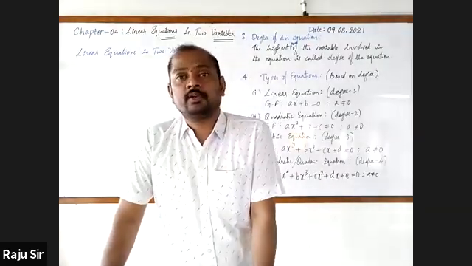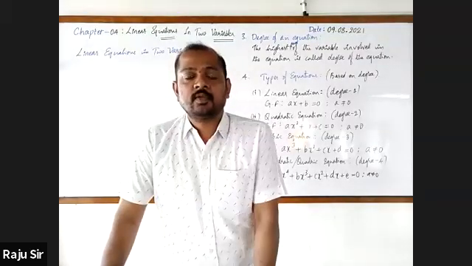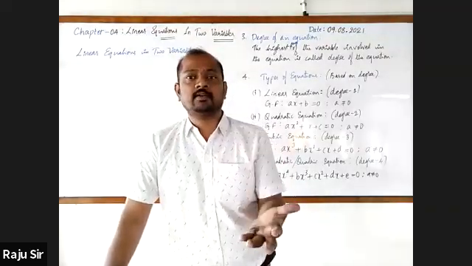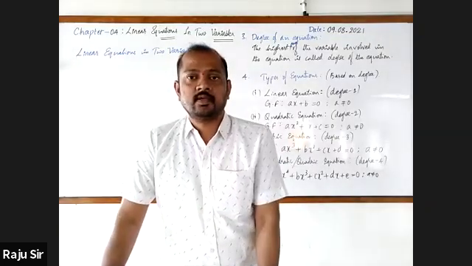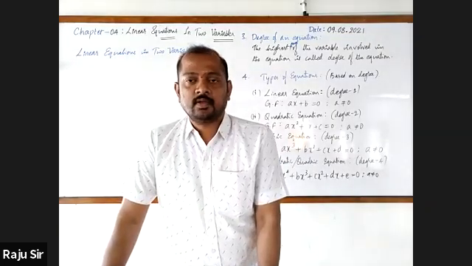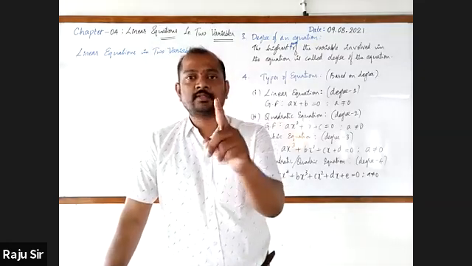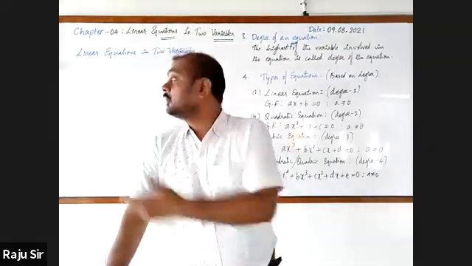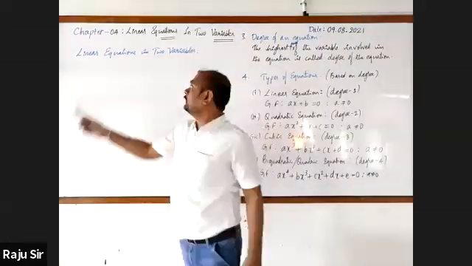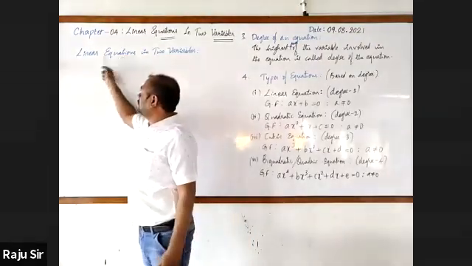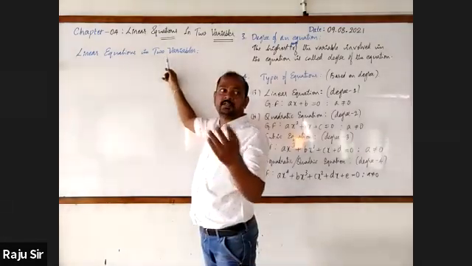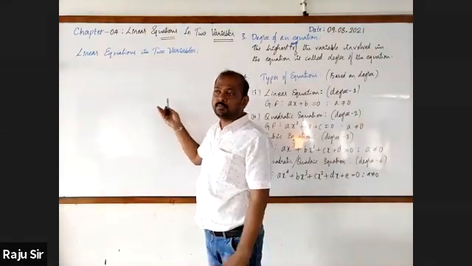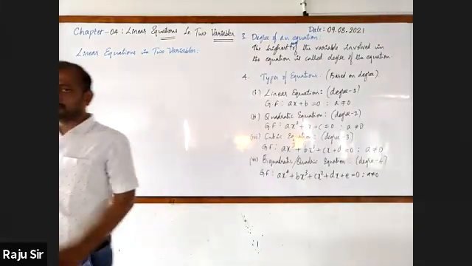Linear equation. An equation of degree 1. An equation of degree 1 is called a linear equation. Here, the definition of this: an equation of degree 1 with two variables. Two variables. Equation in two variables. This is not simple.